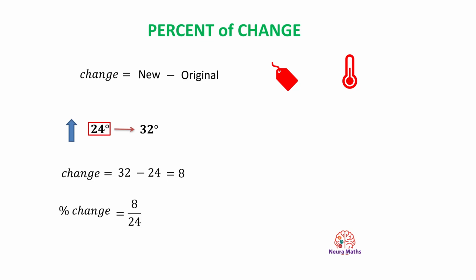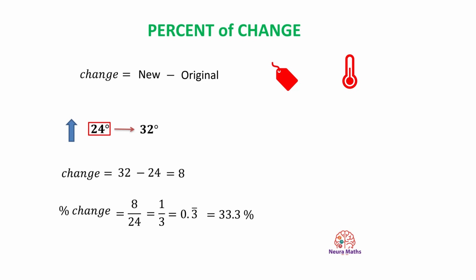What is the simplest form of this fraction? The simplest form of this fraction is a third. What is the decimal form of a third? The decimal form of a third is 0.3 repeating. What is the percent form? The percent form is 33.3% by moving the decimal point 2 digits to the right.